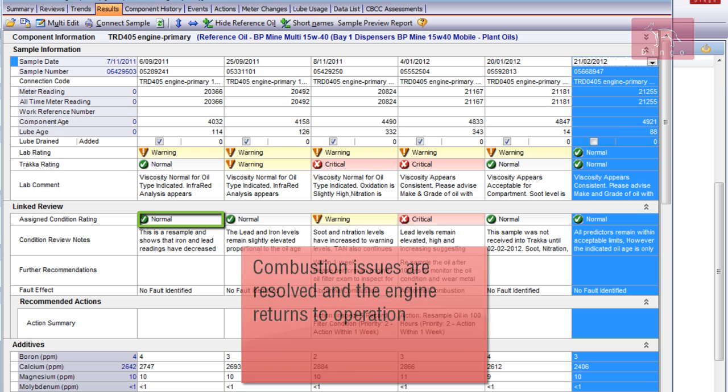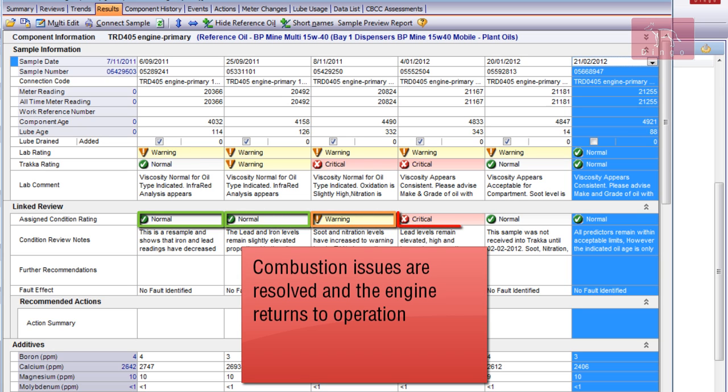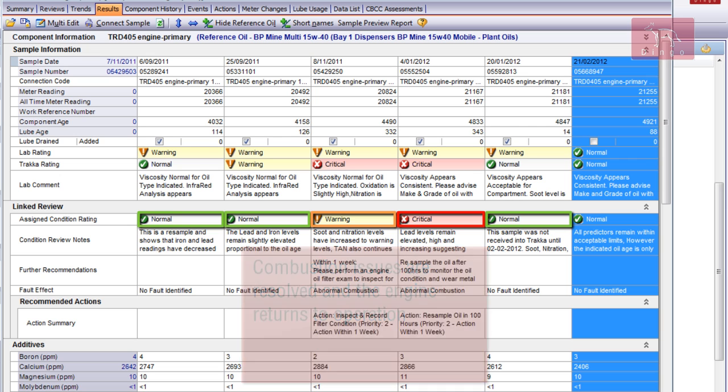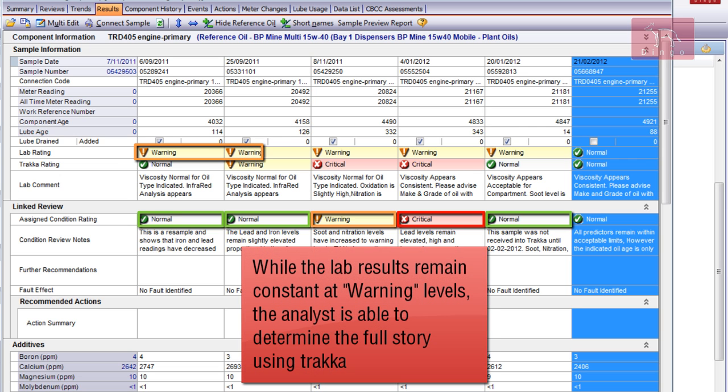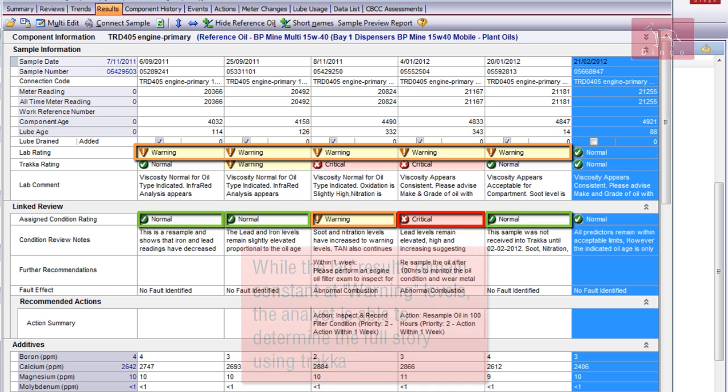These checks are conducted and it's found that four exhaust valves and an injector were not within OEM specifications. The issue is rectified, the engine samples once again fall within normal levels, and the dozer is cleared for operation. Throughout this process, the lab rating stayed at a warning despite a large variation in component condition, demonstrating the advantages of Dingo Trakka's customized and sensitive thresholds for oil analysis.